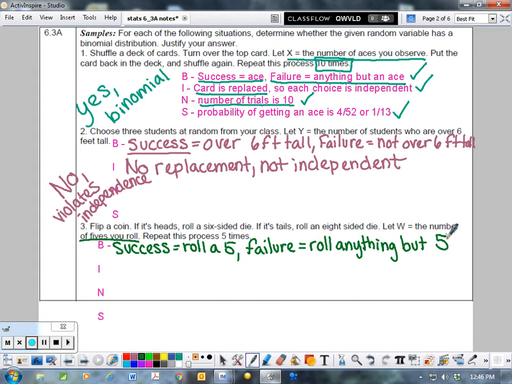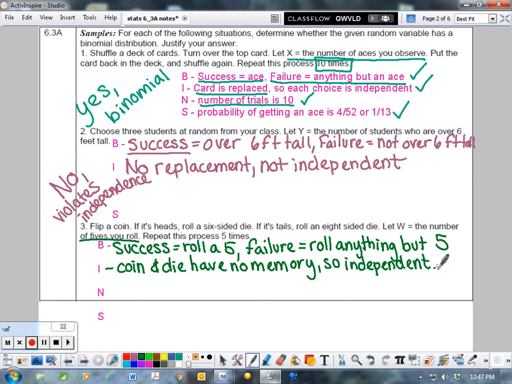Independent, well, the coin doesn't have a memory and the dice doesn't have a memory. So what I roll before doesn't affect what I roll later. So it is independent. N, the number of trials set in advance, the number of trials was 5.